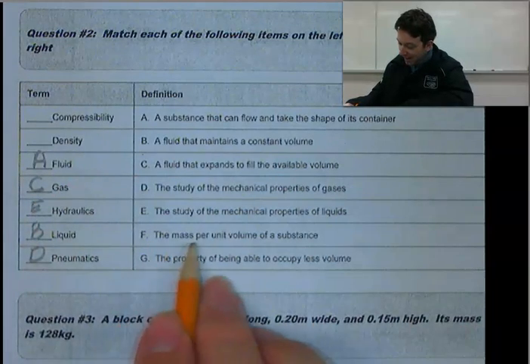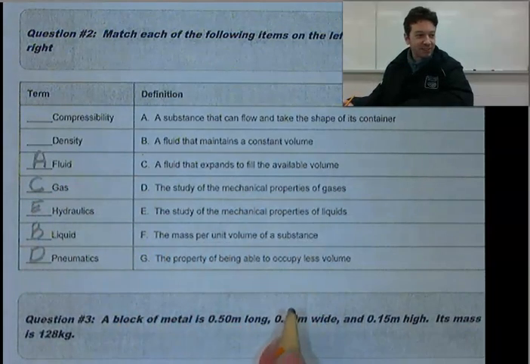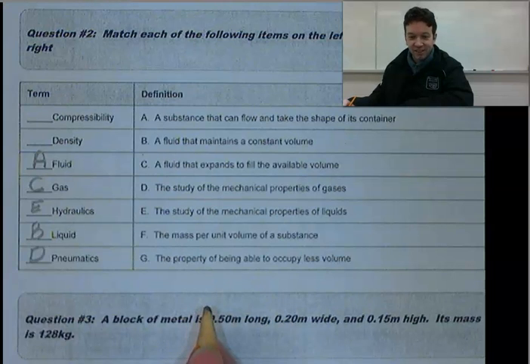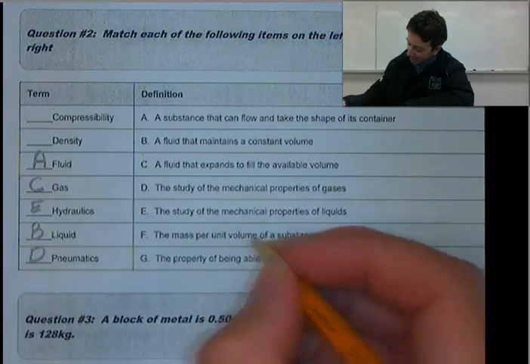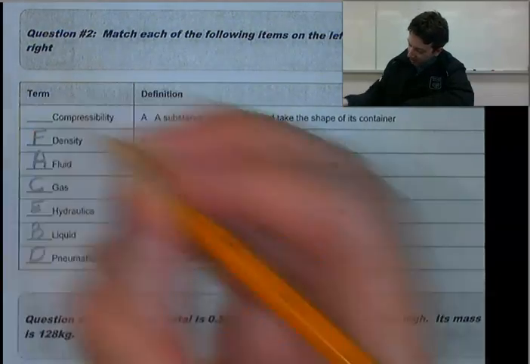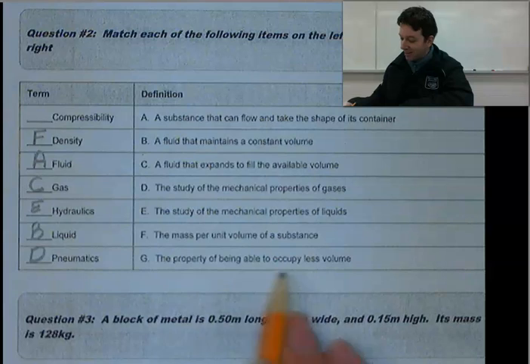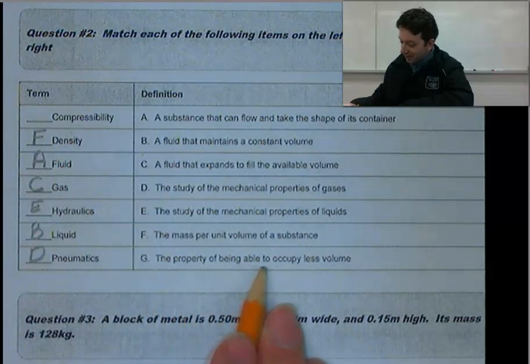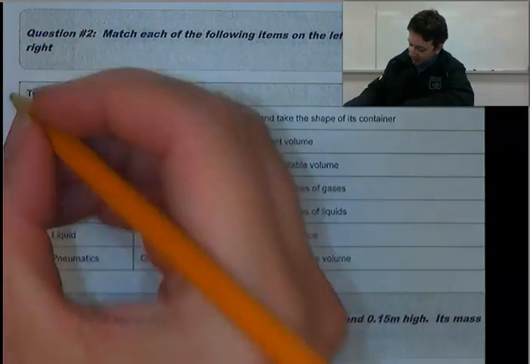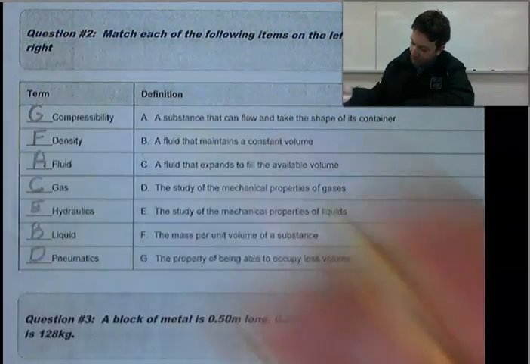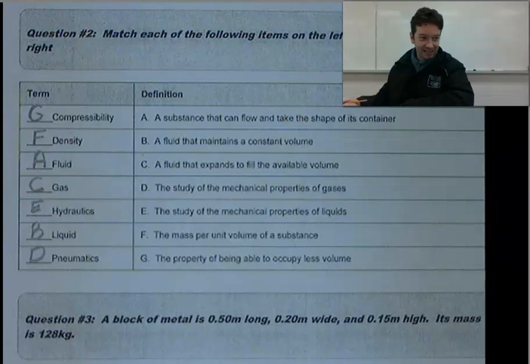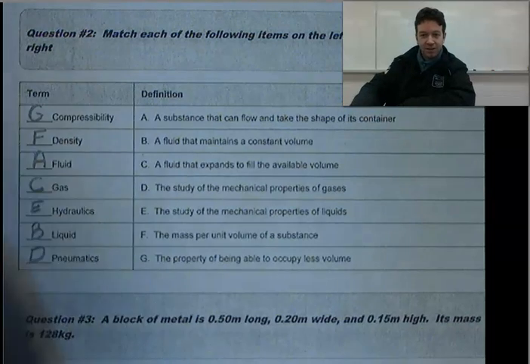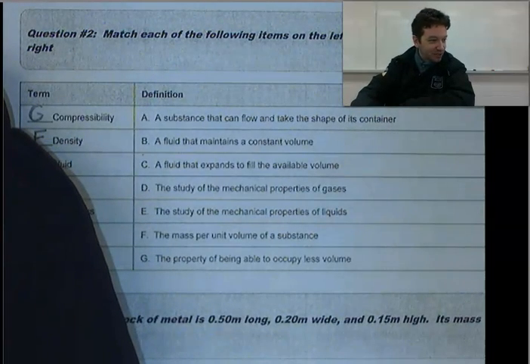All right, the mass per unit volume of a substance. This is what we just did in question 1. Density. There we go. And last, by process of elimination, compressibility is the property of being able to occupy less volume, okay, which is what gases can do. Just pause, see if anyone has any questions.